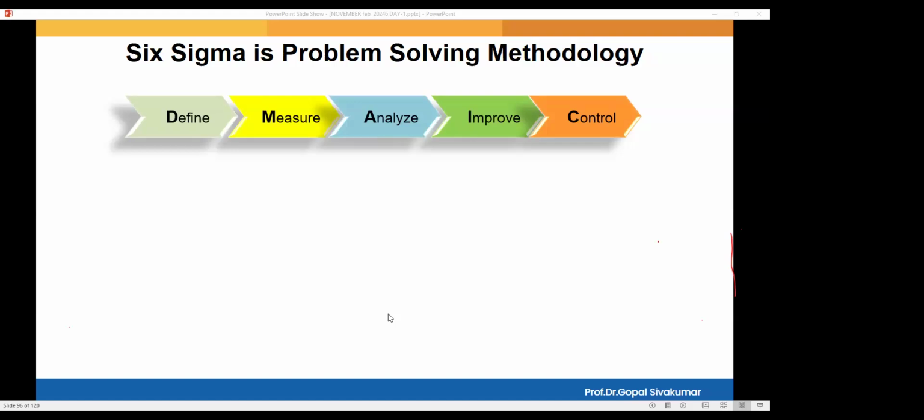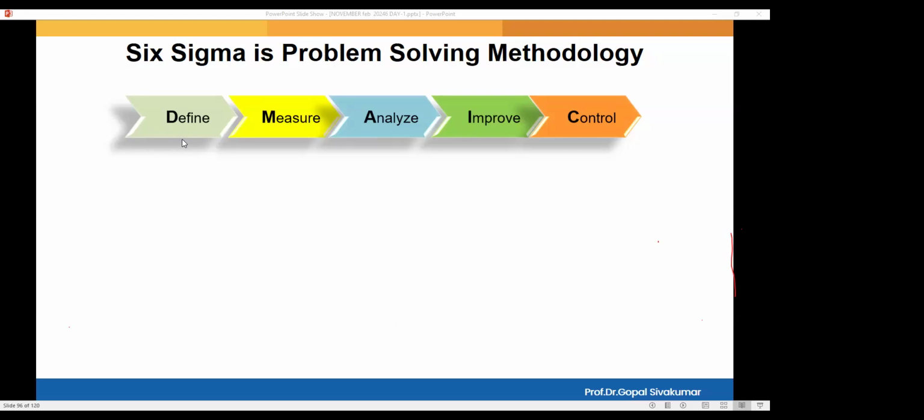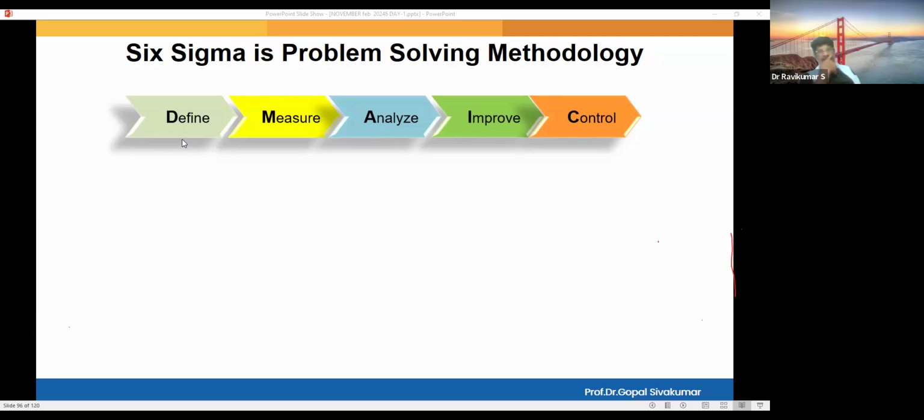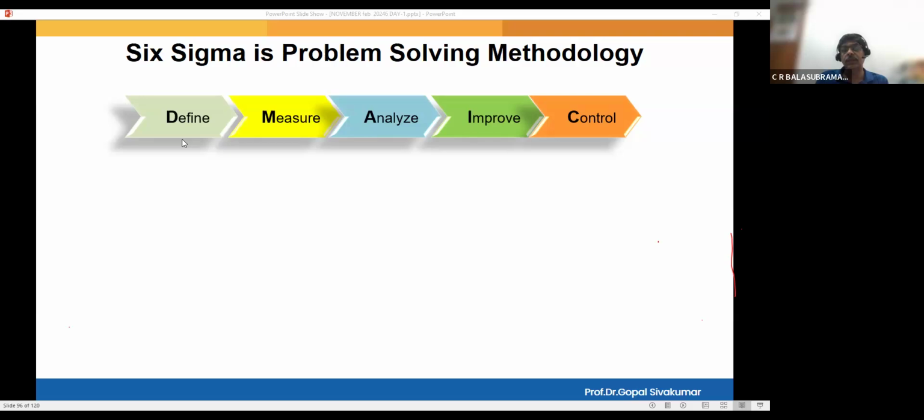In the define phase, you have to inform about the problem. So when will you understand and accept there is a problem? When we have more customer complaints. It's a revenue loss. Production yield will come down. When there is internal output rejection, when the output doesn't meet what it is supposed to be.